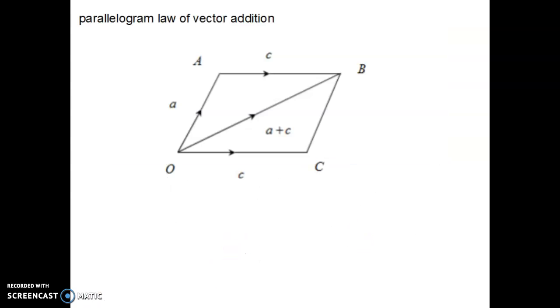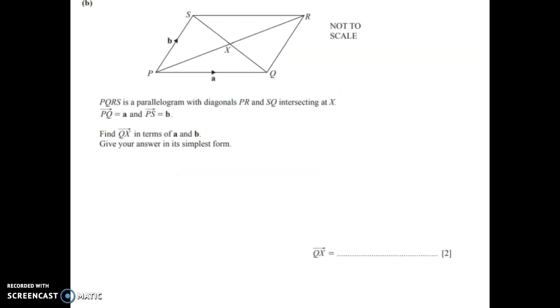View this for a moment before we look at the problem. Try to glean the information from here. And let's have a look at this. Okay, we've got the parallelogram and the diagonals intersecting at X, so they're bisecting each other. And so we know if we go here, this is A plus B. So PQ is A, PS is B.